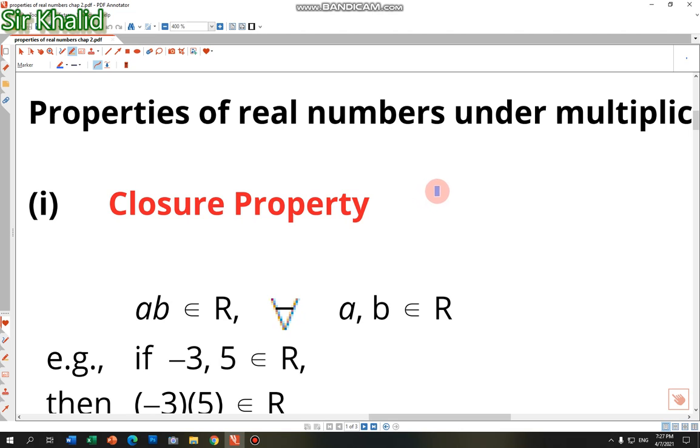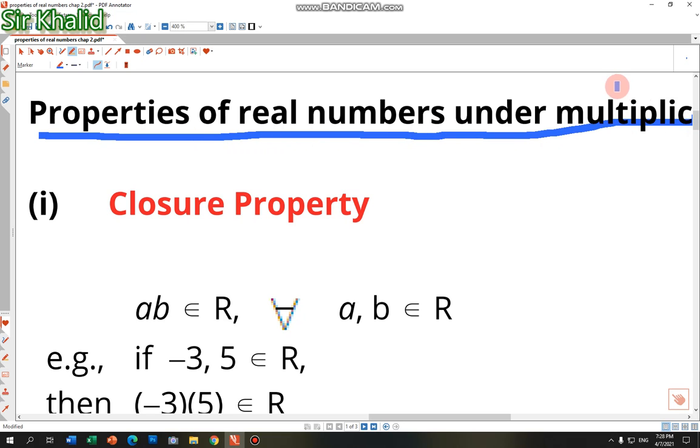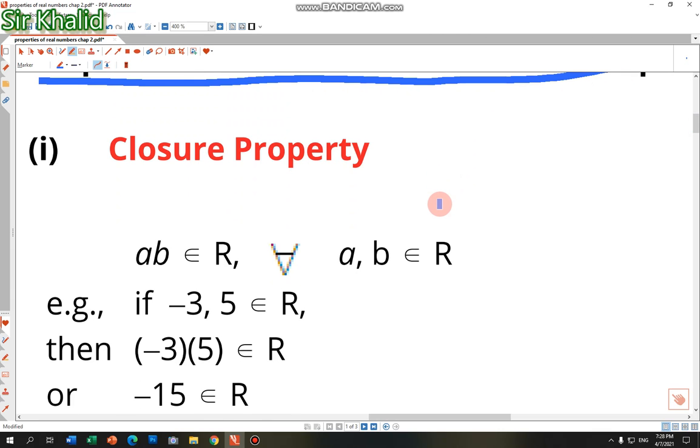The topic for today is properties of real numbers under multiplication. So the very first property is the closure property.